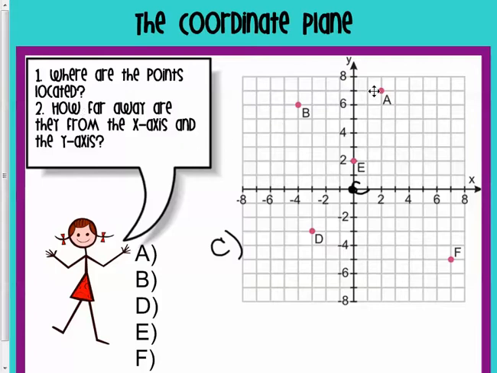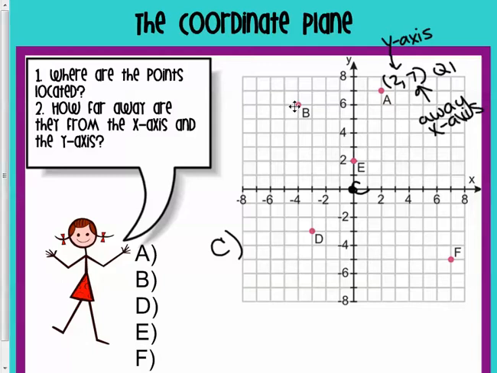Okay, so let's look at A first. A is located at 2, 7. So I go over 2 on the x-axis and up 7 on the y-axis. This is in quadrant 1. So if I want to know how far away it is from the y-axis, it's 2 away from the y-axis. How far away is it from the x-axis? It's 1, 2, 3, 4, 5, 6, 7 away from the x-axis.